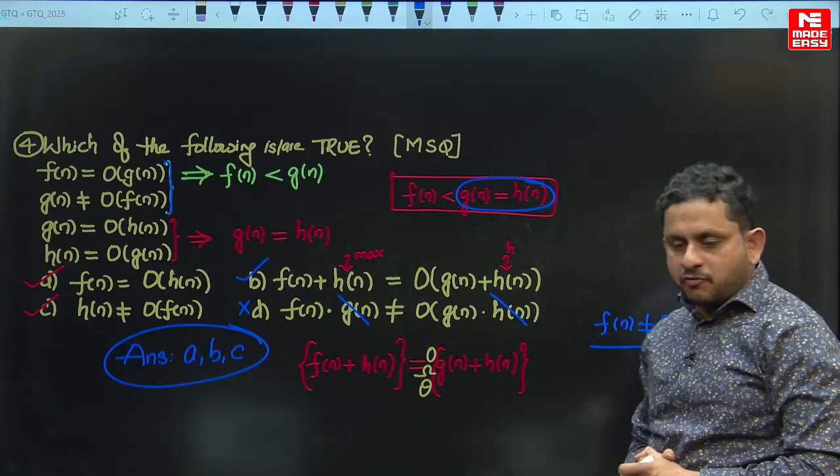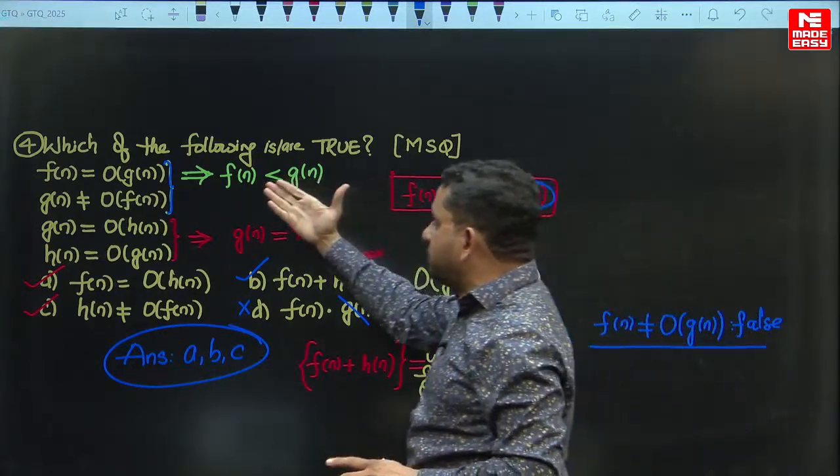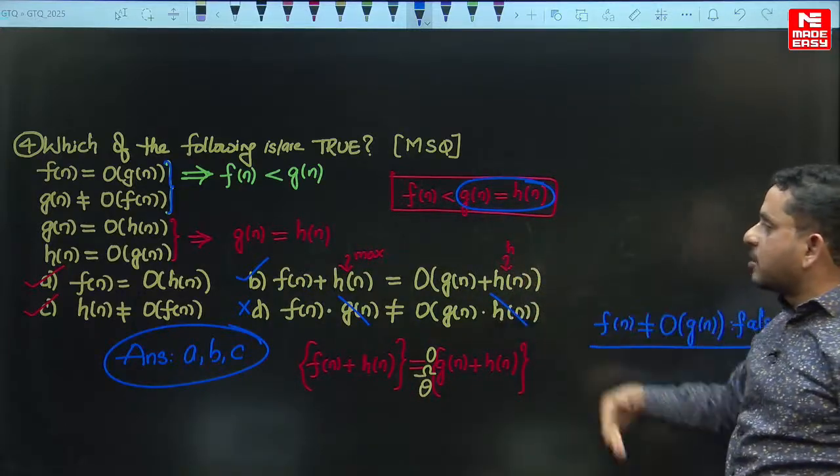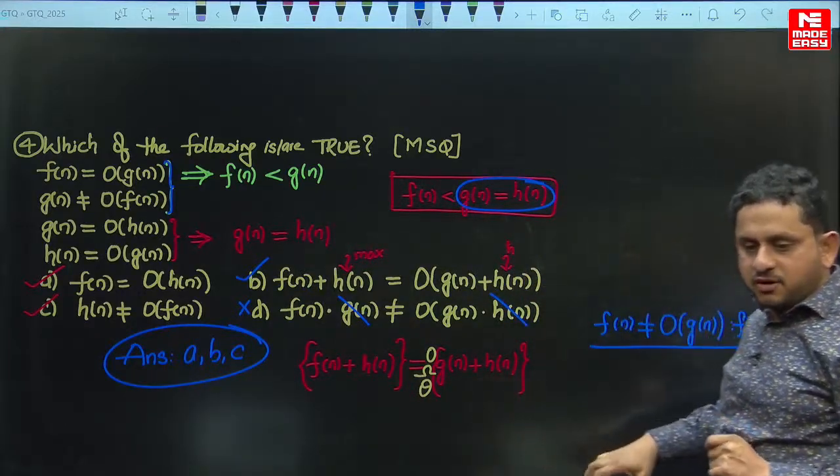You can write f of n is small o of g of n, that is also a correct statement, but it is not given in the options.